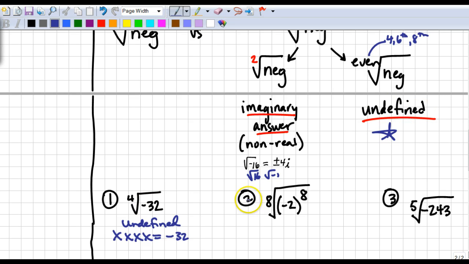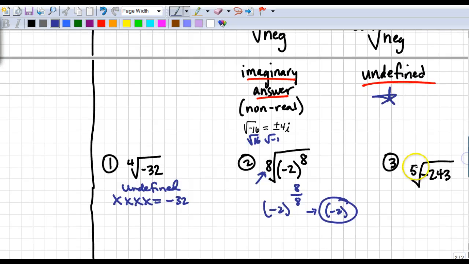Now you won't say undefined on number 2. The reason is we can rewrite this using our properties of powers as a negative 2, and then we raise it to the 8th power, and then we divide that power by the 8th root. So if we do 8 over 8, we end up getting negative 2 to the first, or just negative 2. So be careful, you won't necessarily always say undefined when the root is even, because sometimes you can use properties of powers to simplify in another way.